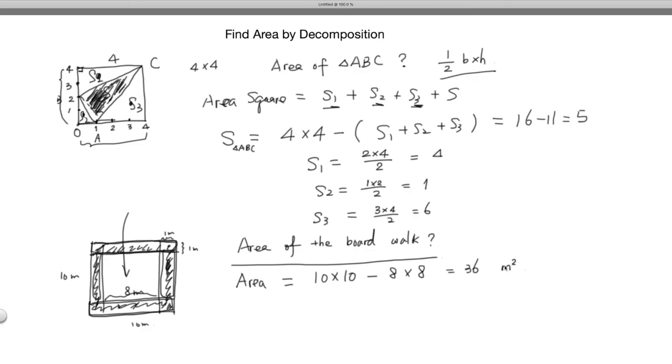So here, I'm using two very simple examples to illustrate the idea of finding area by decomposition. This technique can be used in many, many different scenarios. Anywhere that you need to find the area of some irregular shape, always look out for a way of using decomposition and finding the areas of the rest of the shapes, which hopefully are much simpler to calculate.